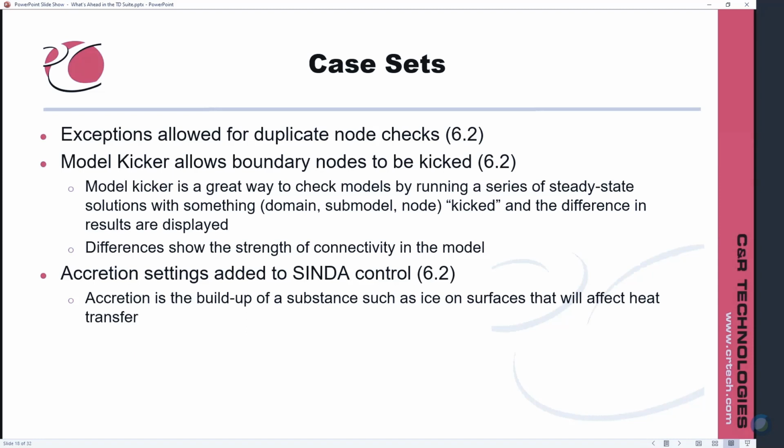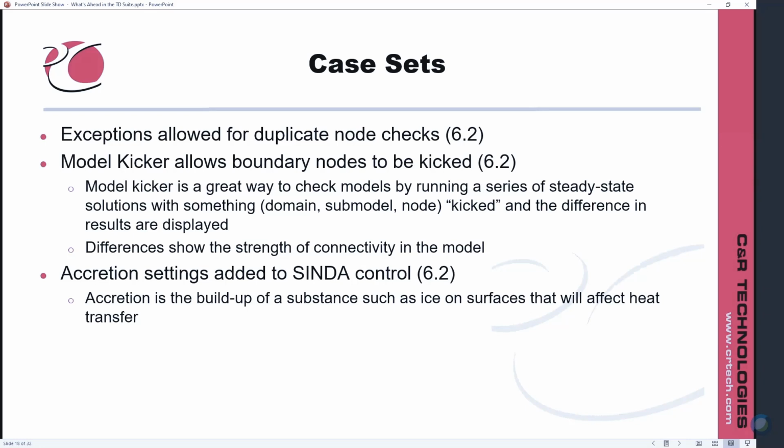In case sets, we have an option to allow exceptions for duplicate node checks. This is pretty powerful because many people use duplicate nodes for modeling techniques, and you always get a message that says, yeah, this is a duplicate node. Well, now we have exceptions so that you can use those duplicate nodes without interfering with the test, and the test can then check for other duplicates that were not intended.